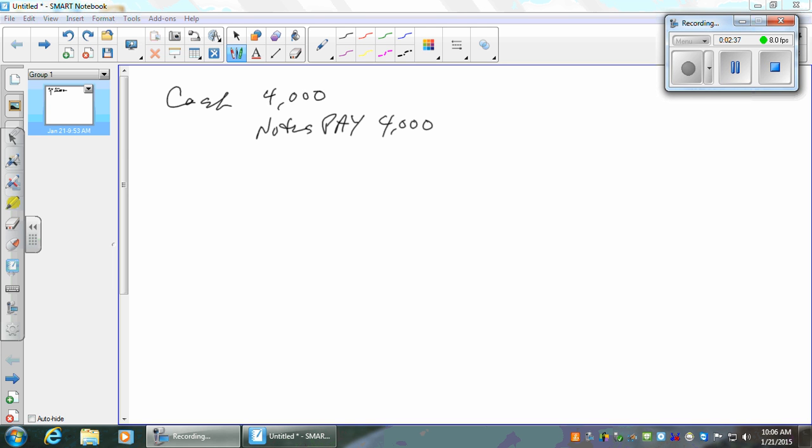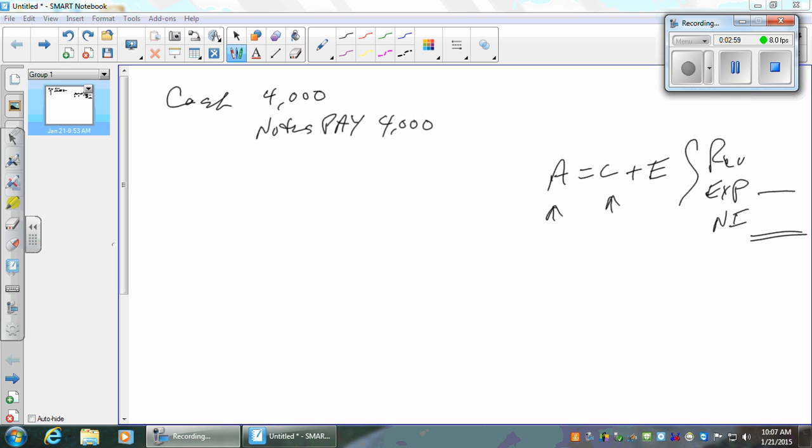Okay, here we go. Assets equal liabilities plus equity. Revenues less expenses is net income. Let's do a couple of these. What if you fail to do this? Well, just write down what it would do if you did it. Assets go up by $4,000 because cash is an asset. Liabilities go up by $4,000 because notes payable is a liability. What would happen if you don't do it? I think your assets would be understated because you failed to increase them.